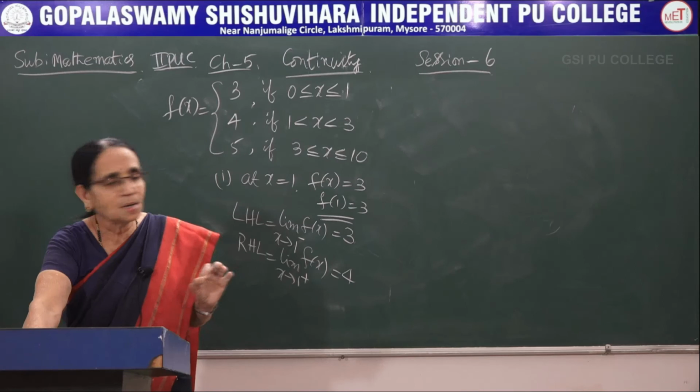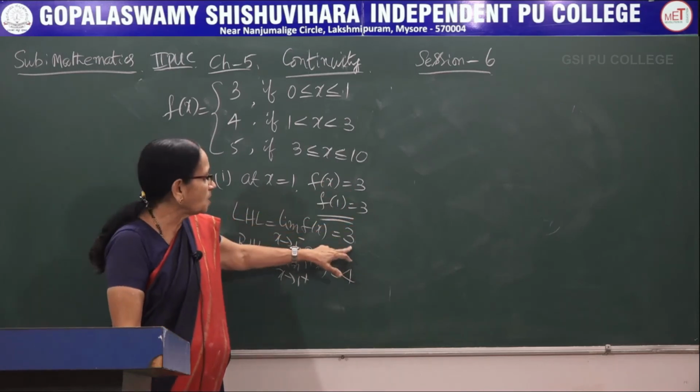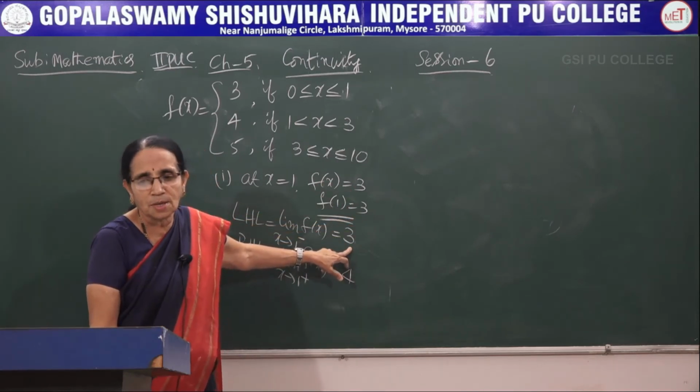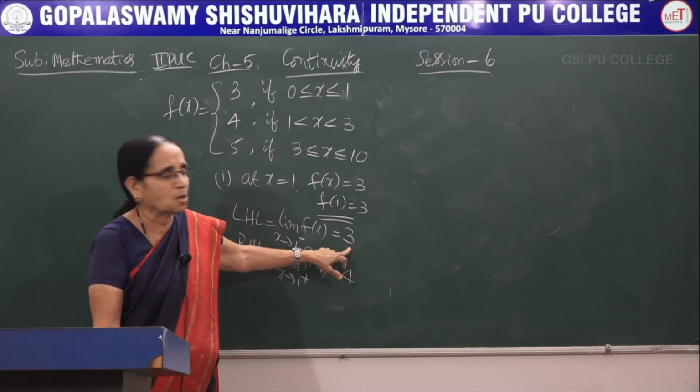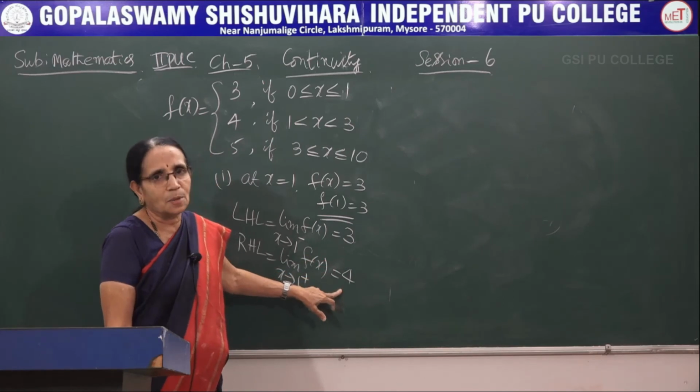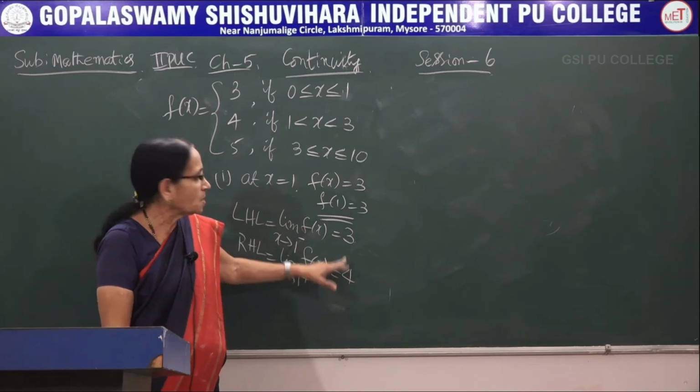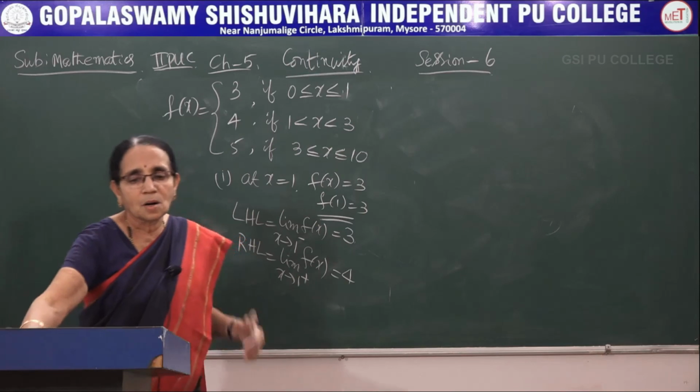So, the left hand limit is, the value is 3. When you get the left hand limit as 3, we cannot say anything about whether it is continuous or discontinuous. So, we have to get the right hand limit. The right hand limit is 4, the left hand limit is 3.